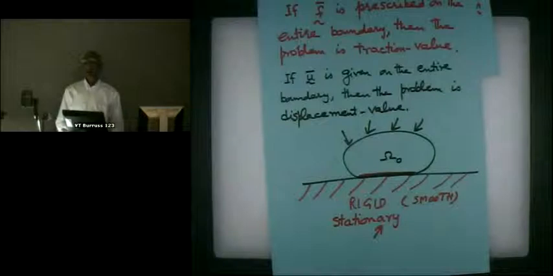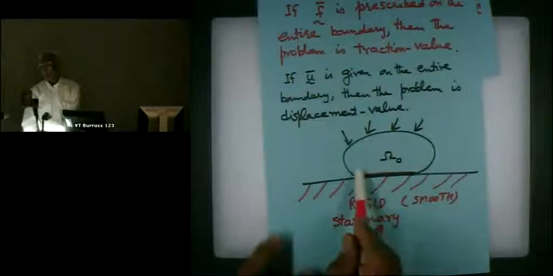If you are driving on ice, what will happen? What happened to your tires? Not your tires of your car. Or if you are walking on ice, what happens? That's because tangential traction is zero. So that's why I put there a smooth body. So what we have is at each point on this surface, the normal component of displacement is zero and the tangential traction is zero.